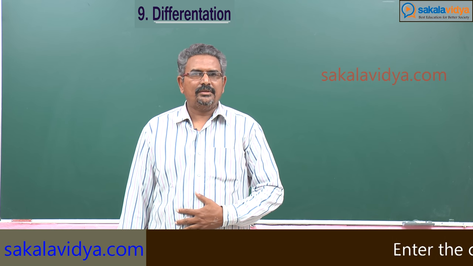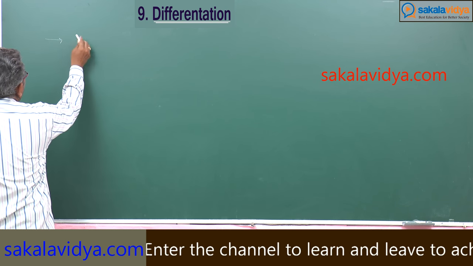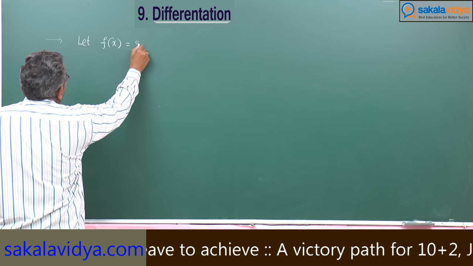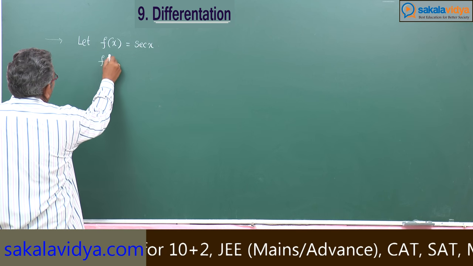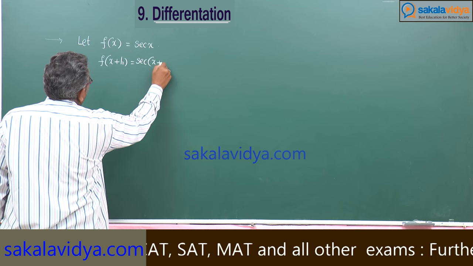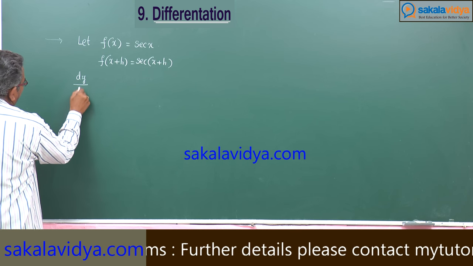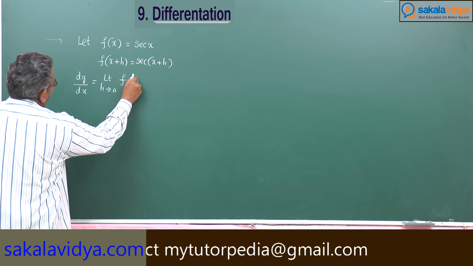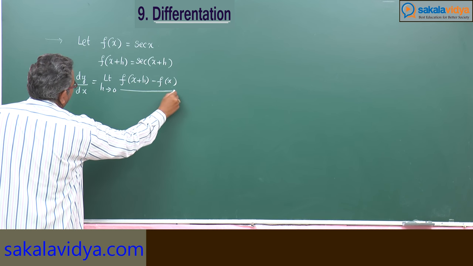Now let us find out the derivative of the secant x function. So let us consider f of x is equal to secant x. Now find f of x plus h, secant of x plus h. By first principles, dy by dx or f dash x is limit h tends to 0, f of x plus h minus f of x by h.